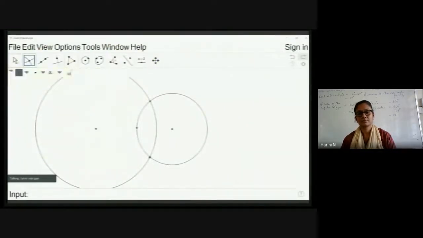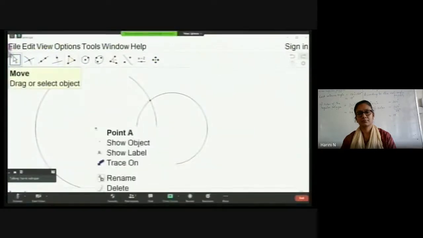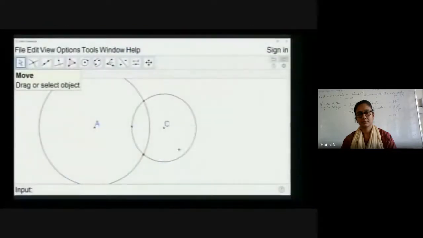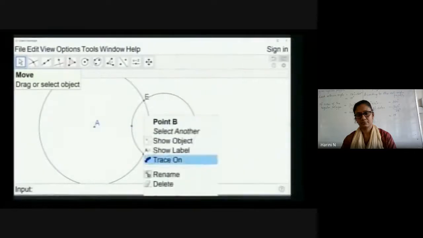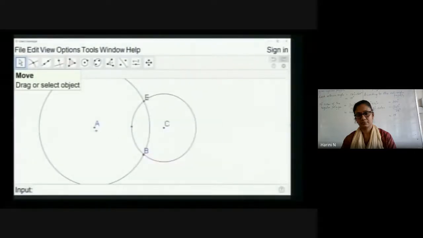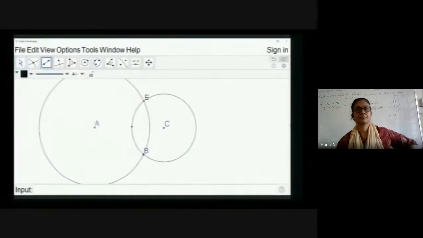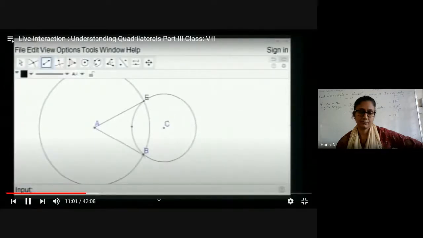So now let me label these points so that I know these are the points I'm going to concentrate on. A is the center of the first circle. C is the center of the second circle. Then I have these intersection points which I will take as E and B. Now I'm going to join AE and AB and further EC and CB and see what I'm going to get. So for this, I will be selecting the line segment and joining AE first, then AB.